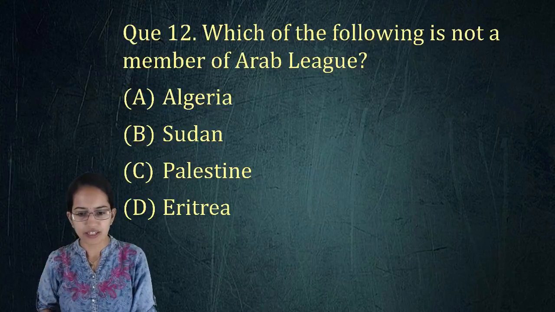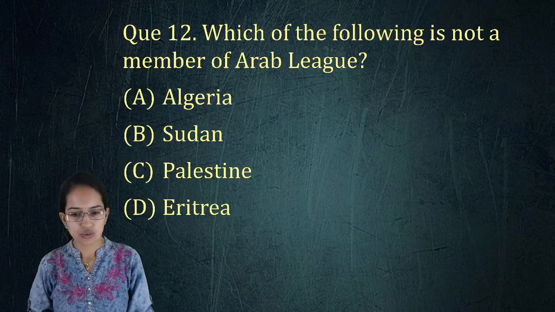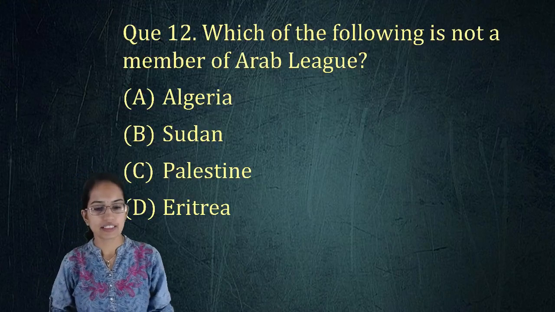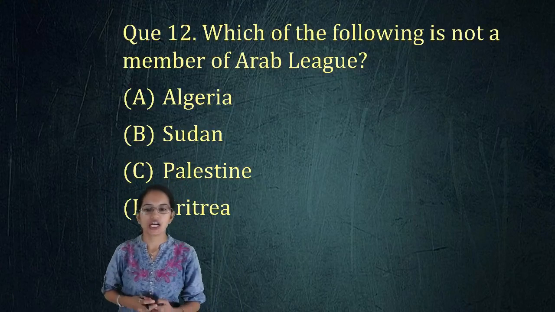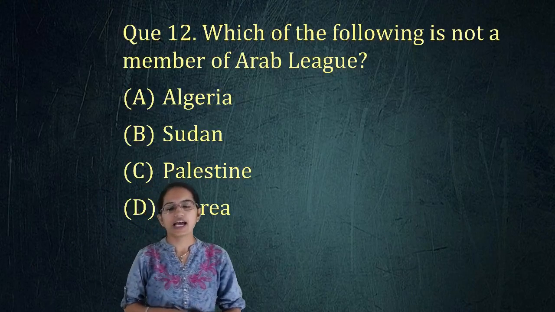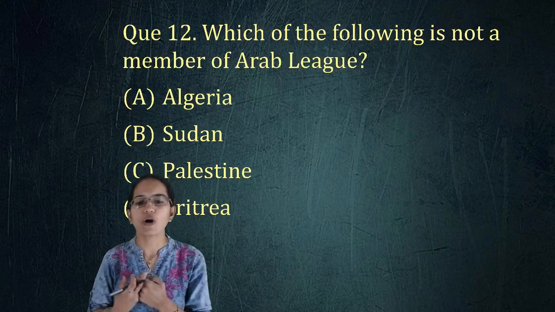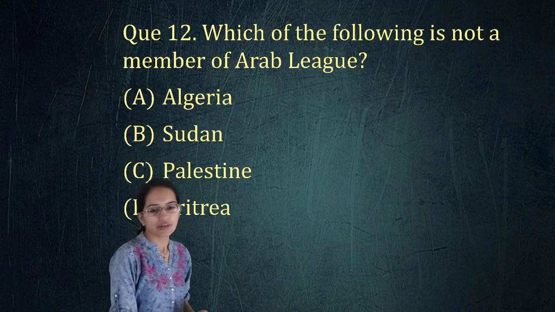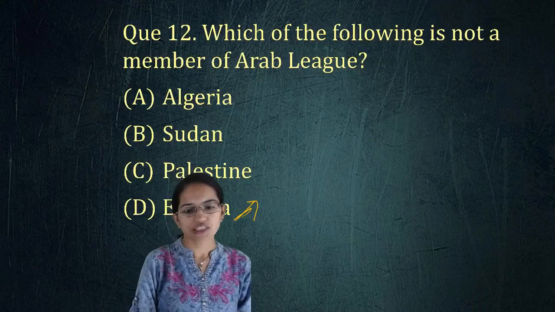Sorry. Question 12, the right answer. Suresh had the right answer here. So the answer is Eritrea. Eritrea, Brazil, India, and Venezuela are observer members, not members of the Arab League. So you have D as the option here.